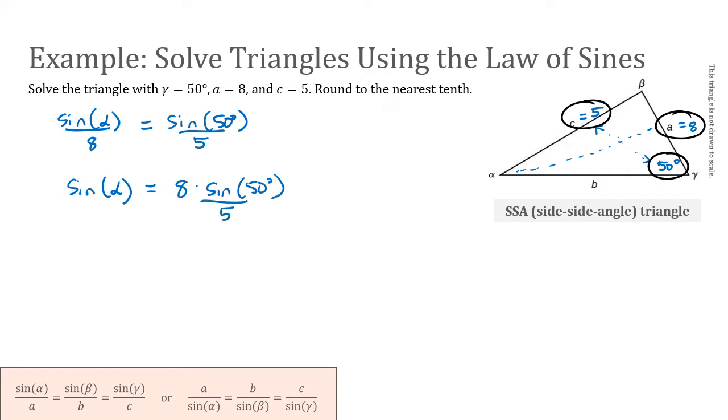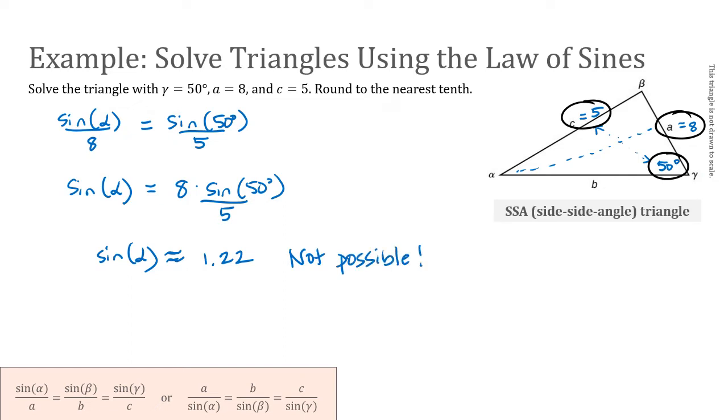Now, 8 times the sine of 50 degrees divided by 5. Let's see what that is so we know what quadrant to expect our answer in. When I put that into my calculator, I got approximately 1.22. Now, what quadrant is that going to be in? I hope that you're saying to yourself right now, wait a second, that can't work. And if you're saying that, that's great because that is correct. This one is not possible.